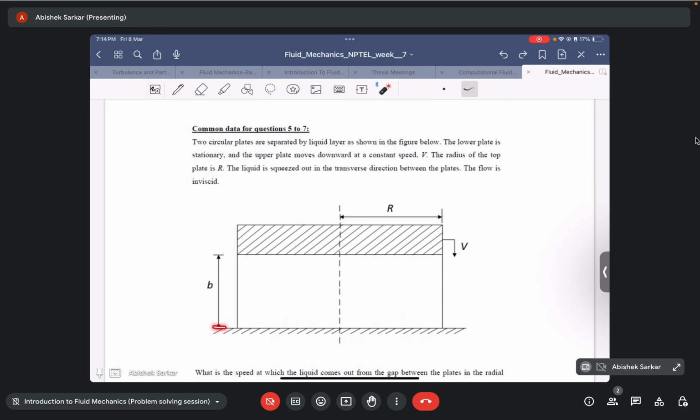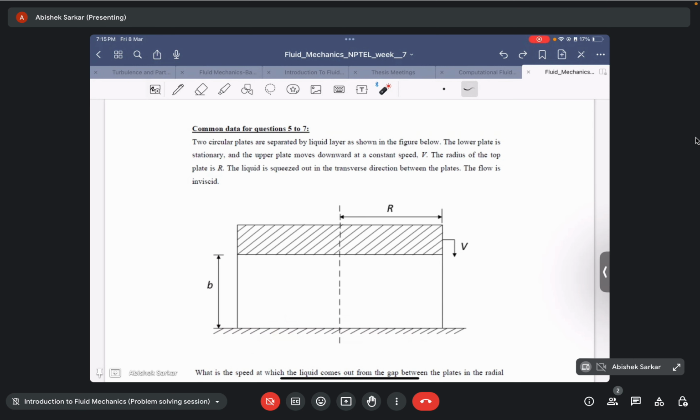The lower surface is a solid surface, so there is no flow through the solid surface. So let us go to the question. Two circular plates are separated by a liquid layer as shown in the figure below. The lower plate is stationary, and the upper plate moves downward at a constant velocity v. So this is interesting.